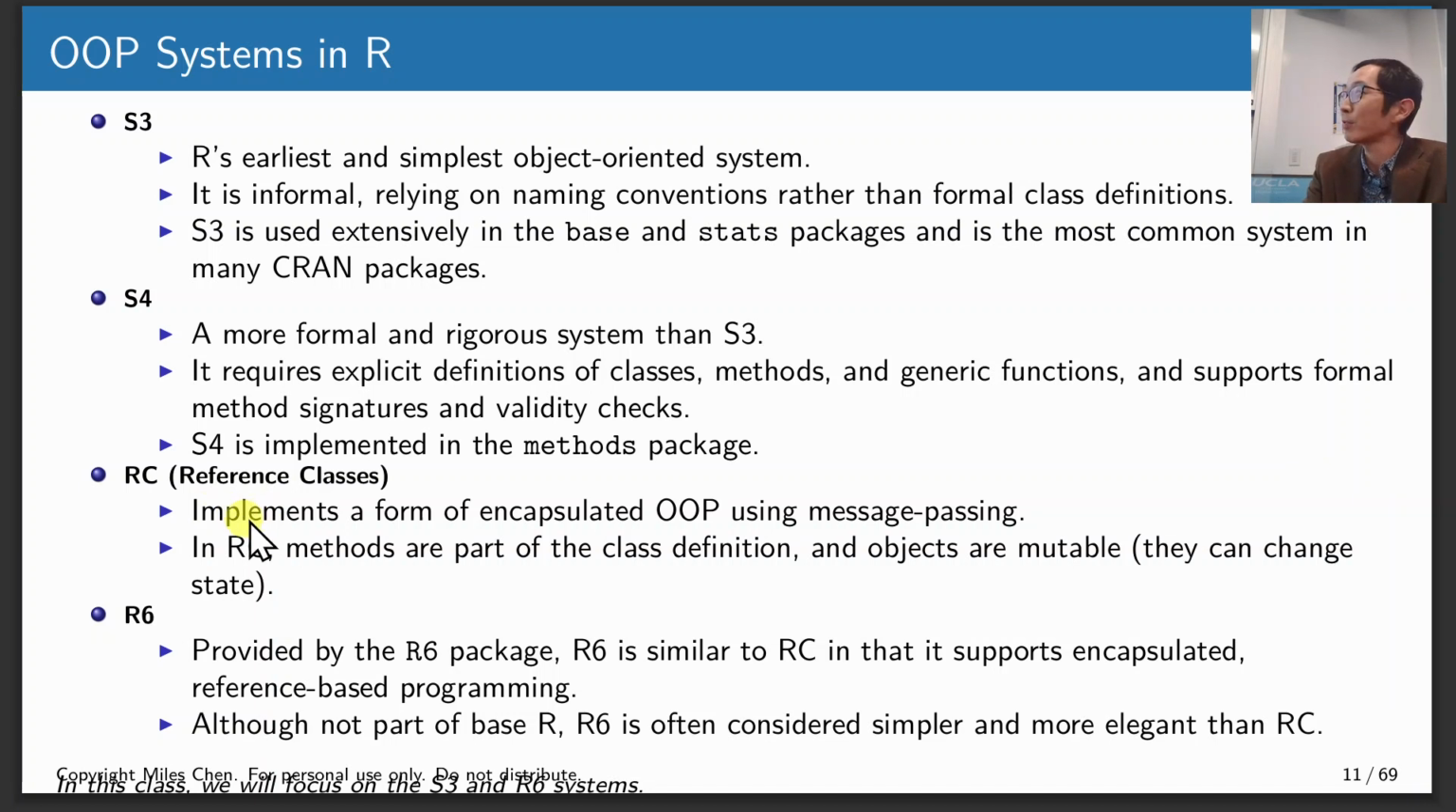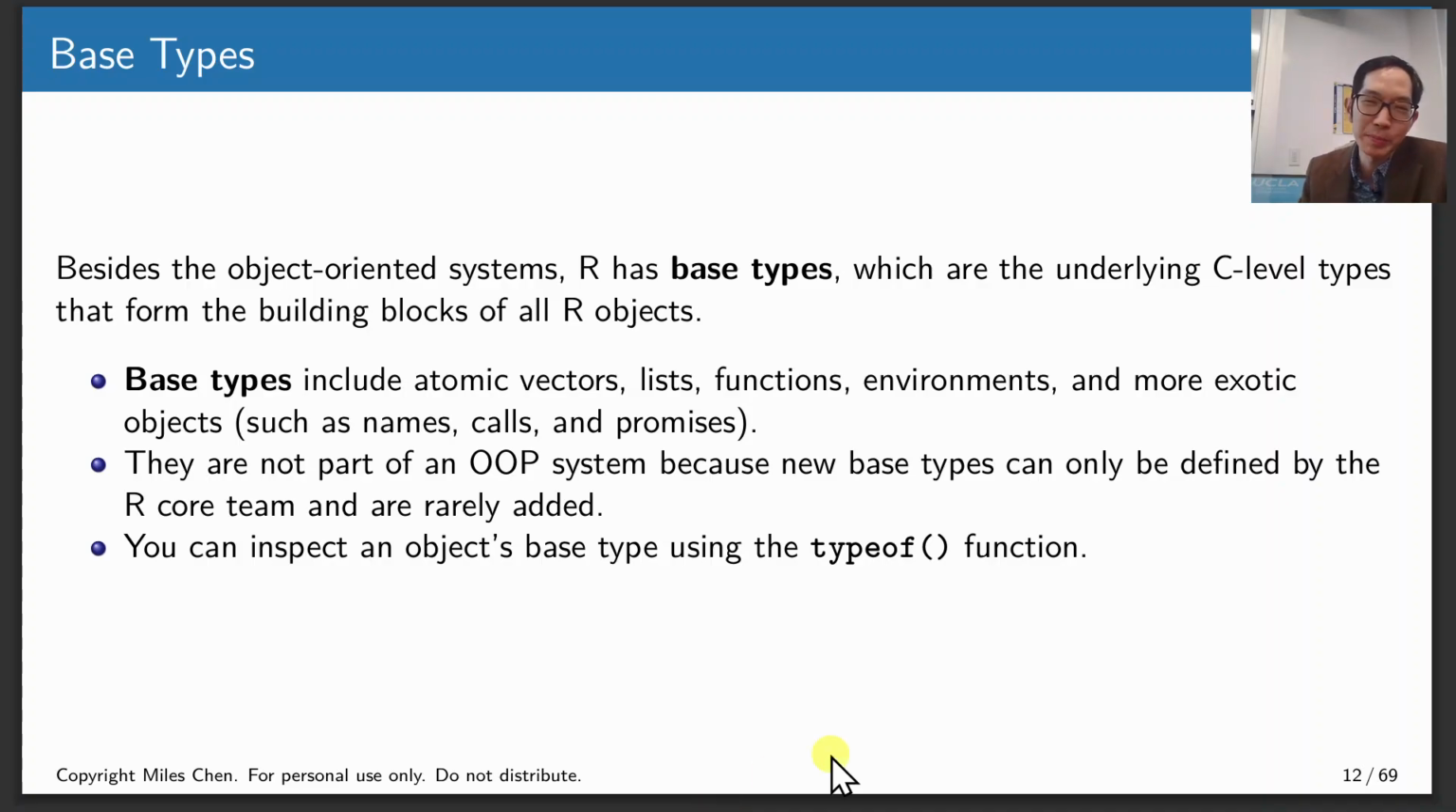We also have a reference class. This implements encapsulated OOP. It's not super elegant, so they made it more elegant with R6, which is unfortunate, because now we have two reference class based object systems. We have 4 OOP systems, which again is too much, right? But we'll just look at 2 of them.